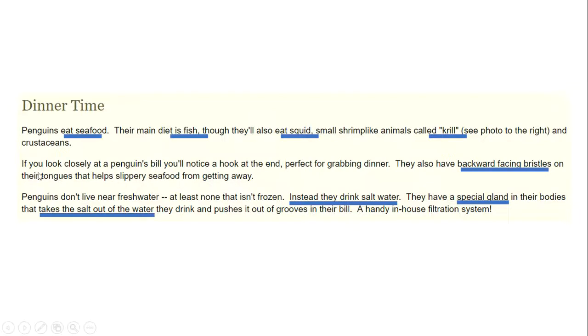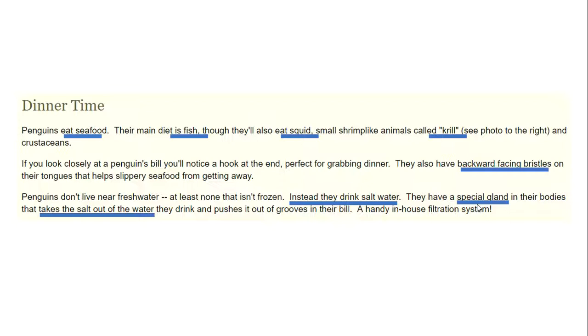I also noticed here there's an adaptation. It says if you look closely at a penguin's bill, you'll notice a hook at the end, perfect for grabbing dinner. They also have backward-facing bristles on their tongues that keep slippery seafood from getting away. Down here it says they drink salt water. They don't live near fresh water, at least none that isn't frozen, so they drink salt water and have special glands in their bodies that take salt out of the water.